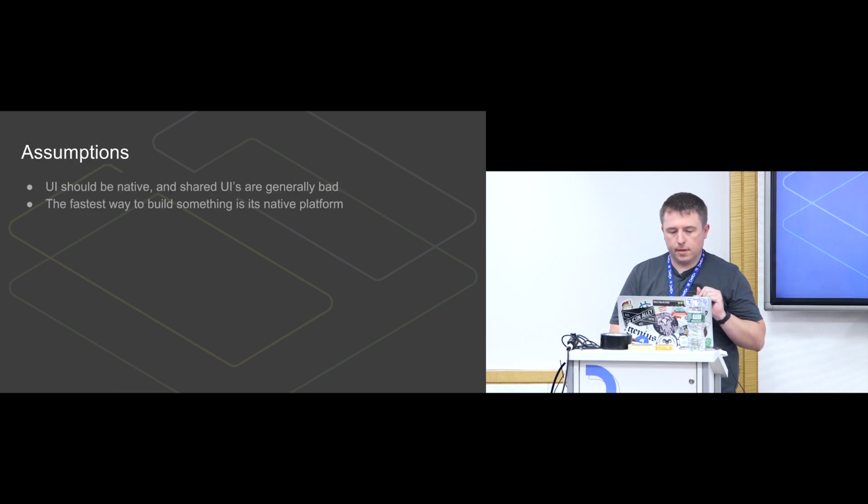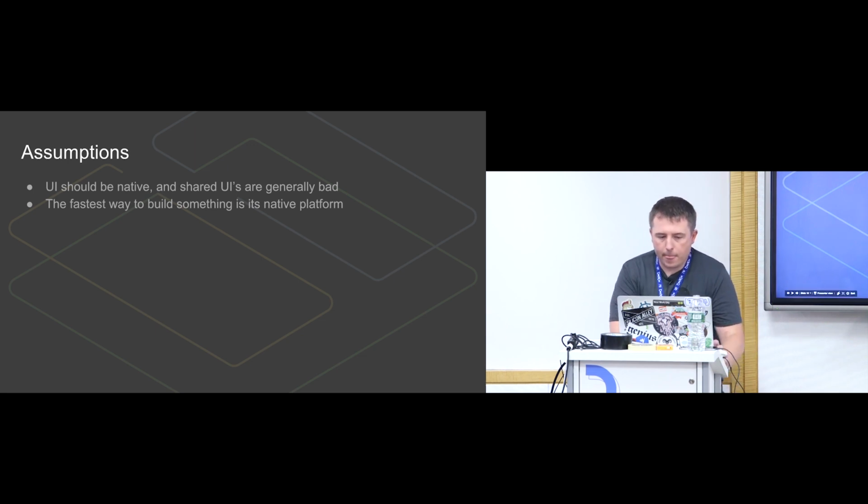But first, some assumptions. Your UI should be native because shared UIs are generally bad. If you don't believe that, then this talk is going to be a waste of your time. And I found that as much as I try to convince people of that, until they release a shared UI application and go through the pain of dealing with that, they don't believe it. And the fastest way to build something is its native platform. By that, I mean, if you were going to build a thing that was only launching on iPad, like a kiosk app, and someone tried to convince you to build it in HTML5 instead of Xcode, and you had availability of either resource, they'd be crazy, because it's just faster to build it with a native thing for that platform.